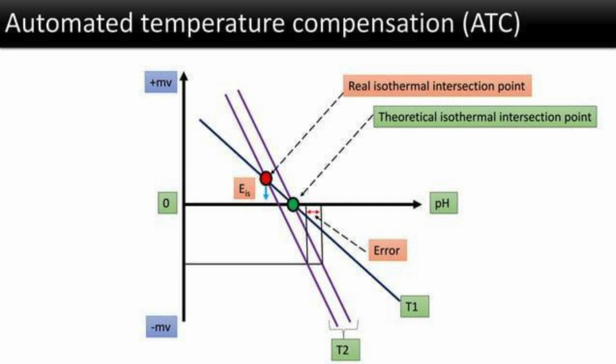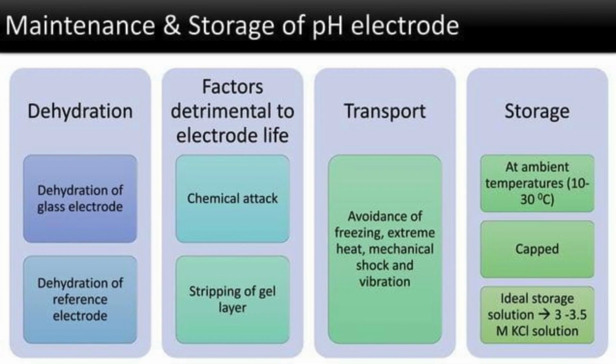To keep your electrode accurate and lasting a long time, proper maintenance and storage are key. The glass electrode can be damaged by dehydration, which strips its vital gel layer. Other detrimental factors include chemical attack, freezing, extreme heat, and mechanical shock. Always store your electrode at ambient temperatures between 10 and 30 degrees Celsius with its protective cap on. The ideal storage solution for most combination electrodes is a 3 to 3.5 molar potassium chloride solution, which keeps the glass hydrated and the reference junction functioning properly.